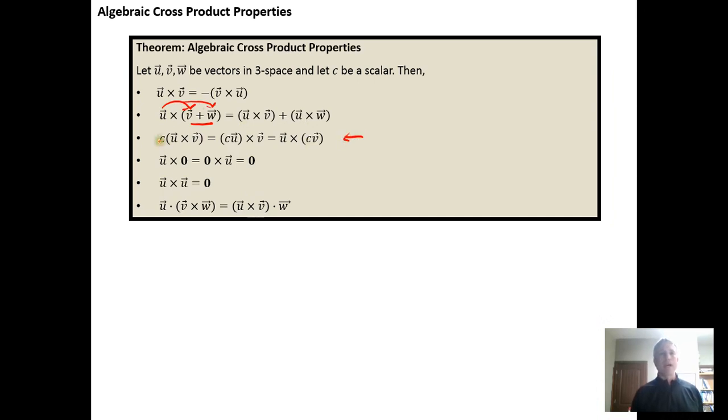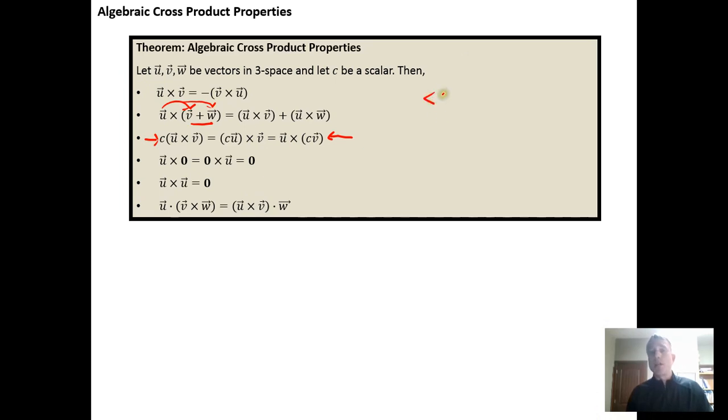This one's very practical. This says, hey, if I have a scalar times a cross product, I can do the scalar times a vector first and then take the cross product. I can take the scalar times V and then do the cross product. The practical significance of this, and this is actually a very practical property.